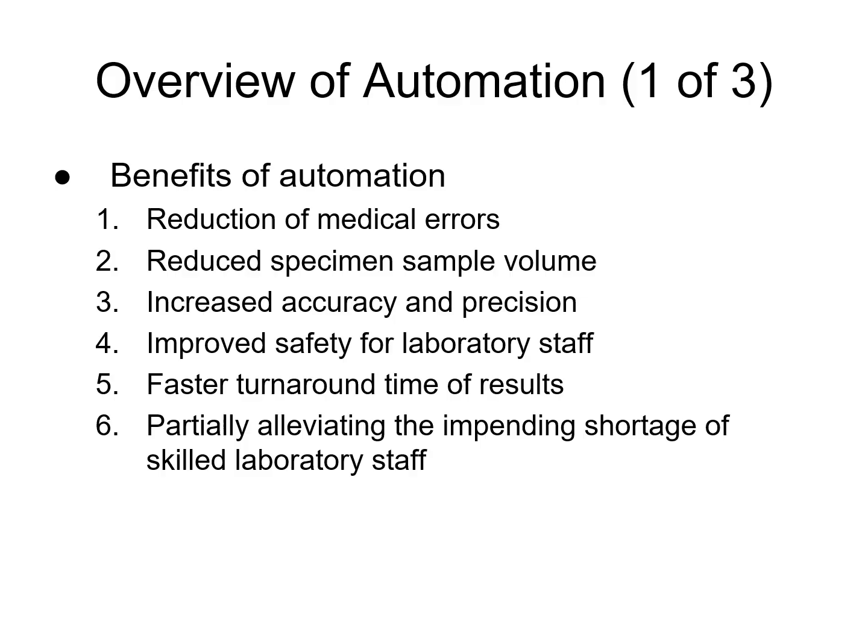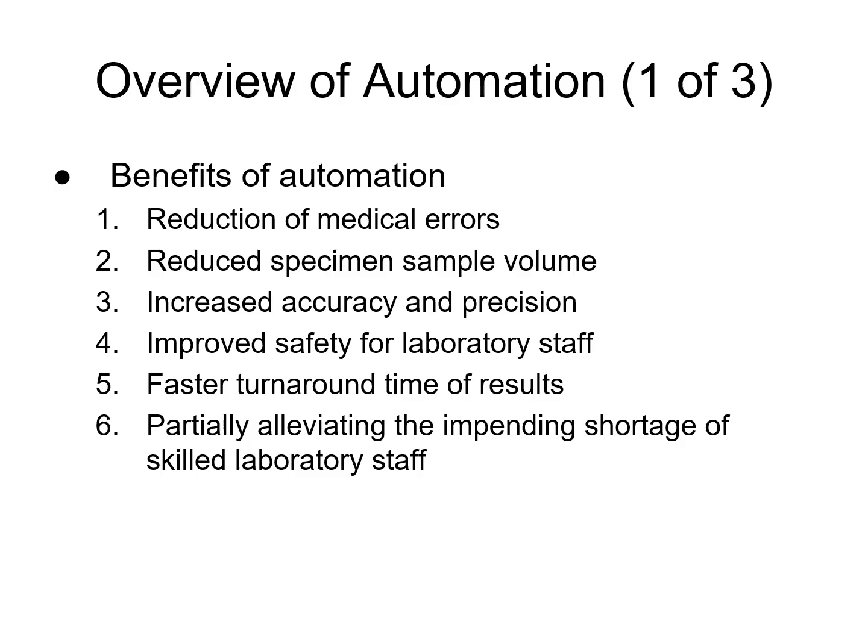Overview of automation. So benefits, obviously, it's a reduction of medical errors. It's better than someone's handwriting and trying to figure out what it said. Reduce specimen sample volume. It can increase accuracy and precision. It can also improve safety for laboratory staff. Faster turnaround time of results, because back in the olden days, you had paper that you had to either fax up to the floor or walk up to the floor. Now it just automatically goes right into their inbox electronically.